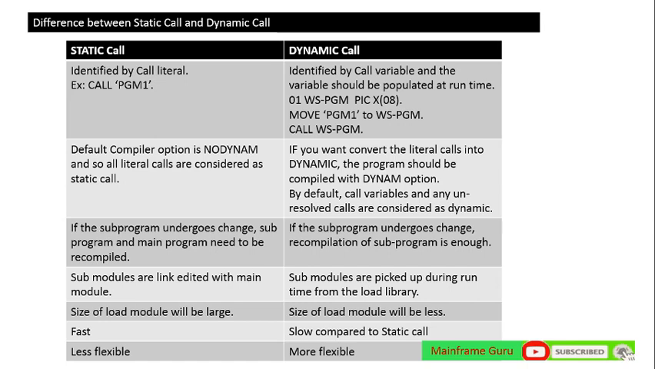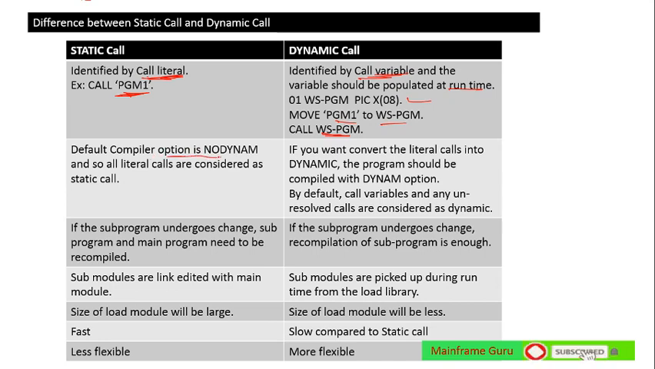What is the difference between static call and dynamic call? Okay, static call means it will use CALL literal. Literal means, PGM1 is a literal. Here, dynamic call uses CALL variable, like WS-PGM is a COBOL variable, and the variable should be populated at runtime. Like there is a variable with character type of 8 digits, and MOVE PGM1 TO WS-PGM.